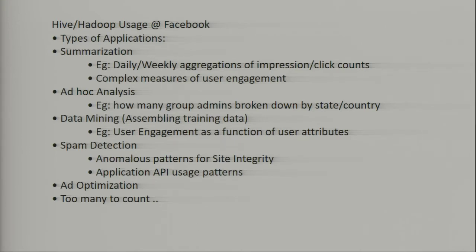So what is happening here? Anomalous patterns for site integrity: any particular pattern which has been adopted and you are trying to perform, so you can understand the integrity of the site. That is the point. Then application API usage patterns: if you find any difference in any of these patterns, you can make out that there is spam which can be detected. All these are kept in storage, then processed, either on a daily basis or in a batch processing concept.